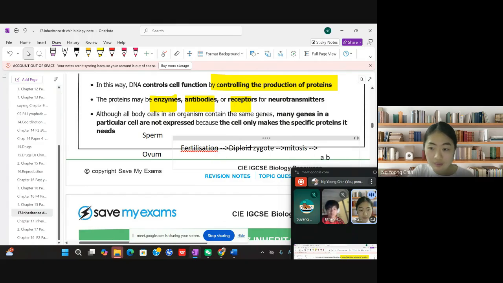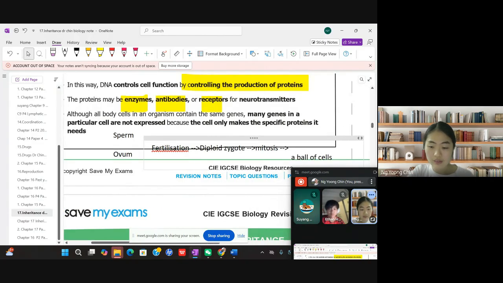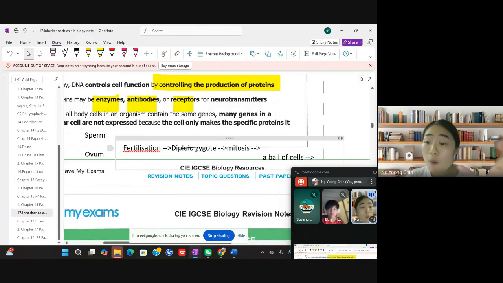A ball of cell. So this ball of cell, actually, they contain the same gene, because you also produce from that the zygote, right? The zygote, which is the diploid. So you will just undergo mitosis, which is you make a lot of copy, and then you become a ball of cell.